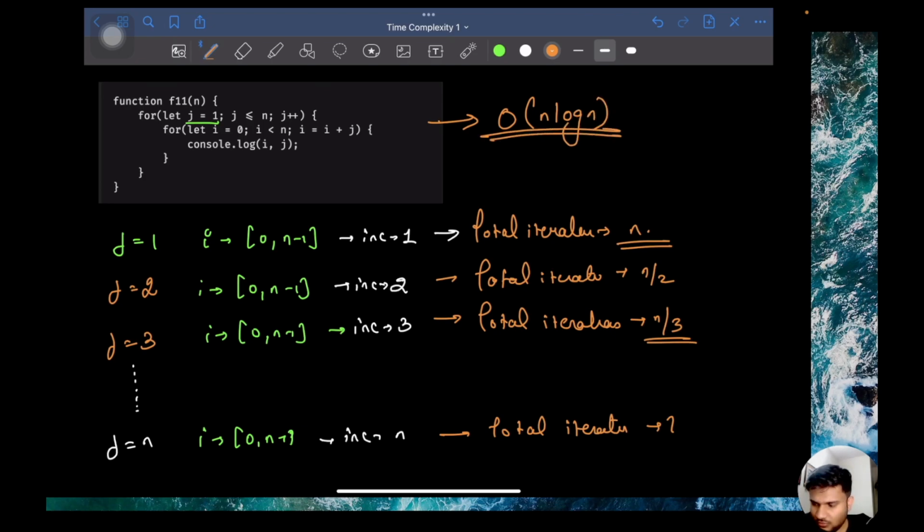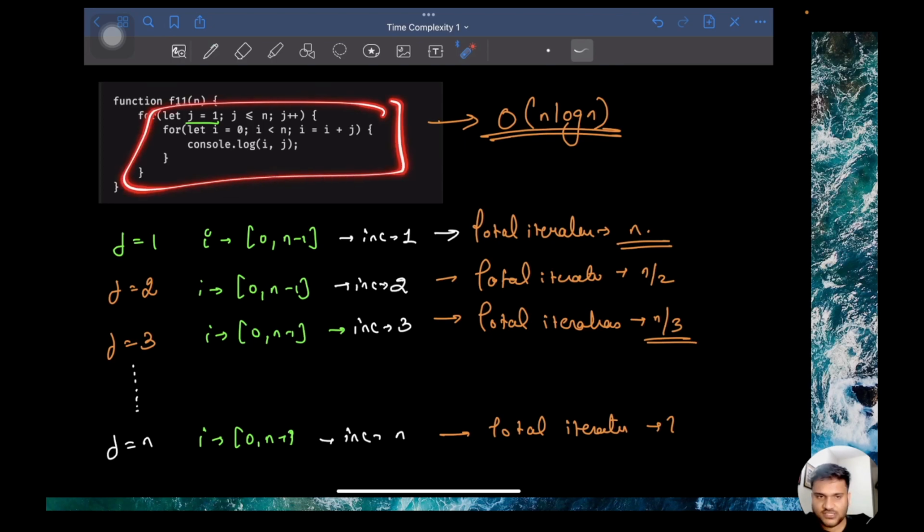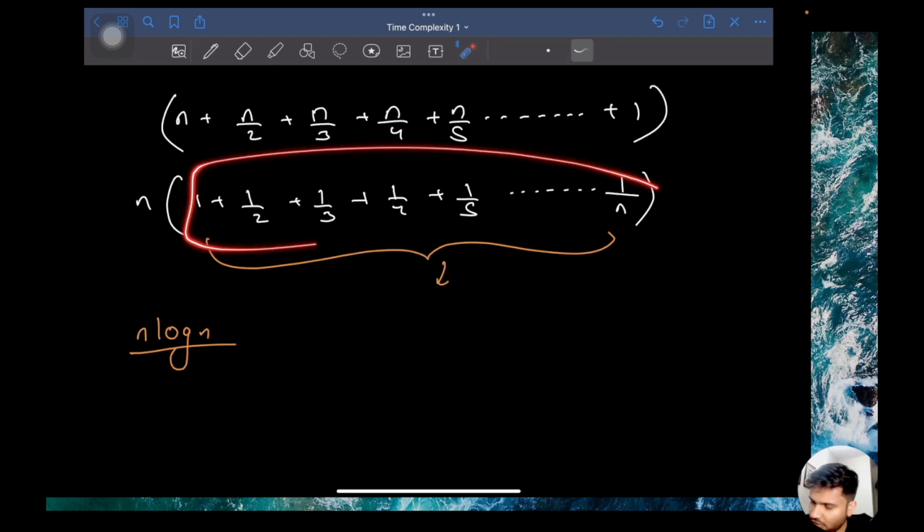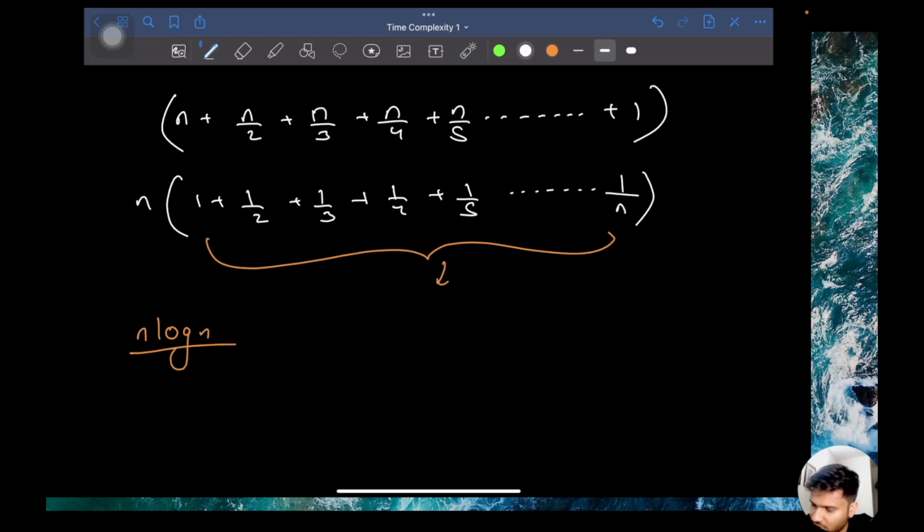Right. So it looks like this is going somewhere to n square, because a lot of the time people just see these bounds of n and conclude it is n square, but technically this is order of n log n. Now if you want to check how this sums up to log n, this is technically a harmonic progression.